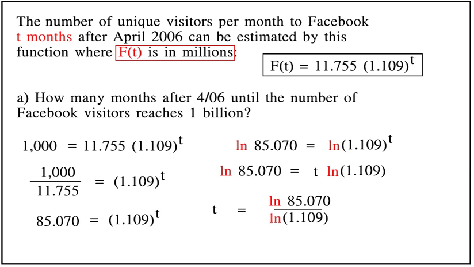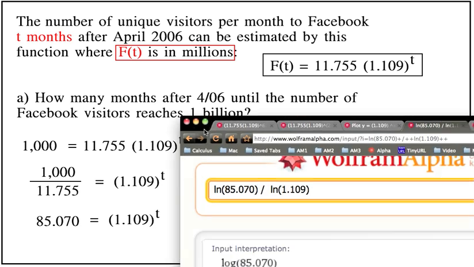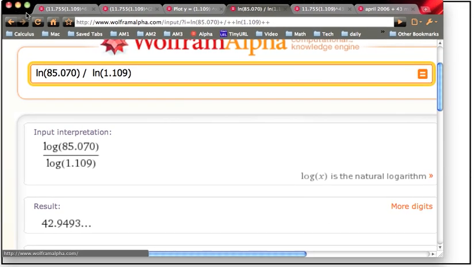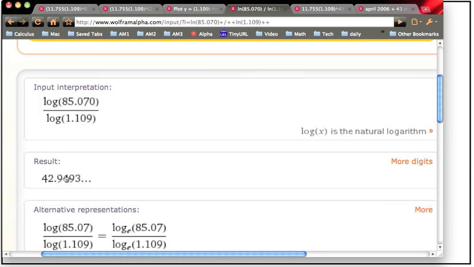And of course, you know me, I'm going to bring in a Wolfram Alpha window. And as you can see, here's my input. This will generate the value of t, and here's the result right here. T is almost 43 months. We rounded up to 43 months. And so that becomes our answer.